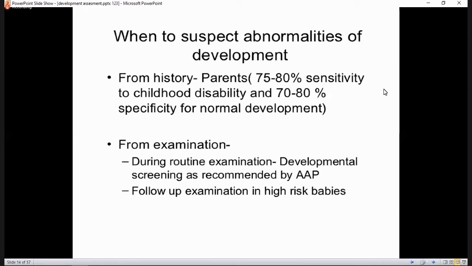When to suspect abnormal development? From the parents' history, usually. You have to go for the routine examination, and you have to go for the CNS examination. And you have to follow the high-risk babies. High-risk babies, you know who are the high-risk babies?